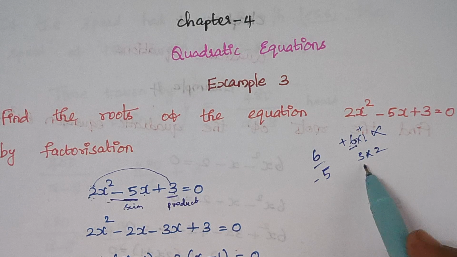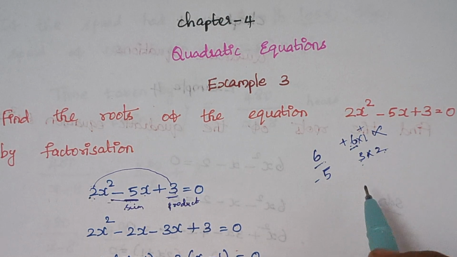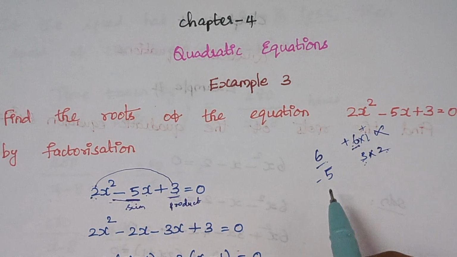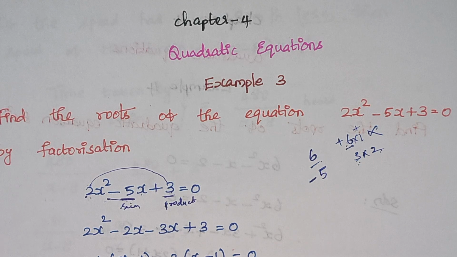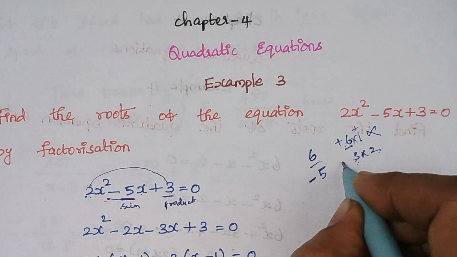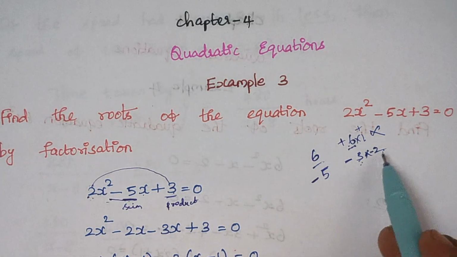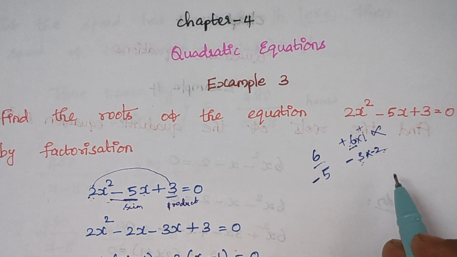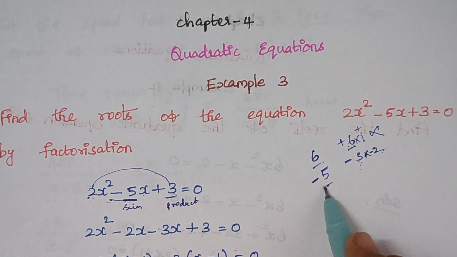So we are going with 3 and 2. 3 into 2 is 6, it is fine, and 3 plus 2 is 5. But what do we actually need? We need −5. So here we are including minus for both these terms. Minus 3 into minus 2 makes plus 6, and again when you add, minus 3 minus 2 makes −5.